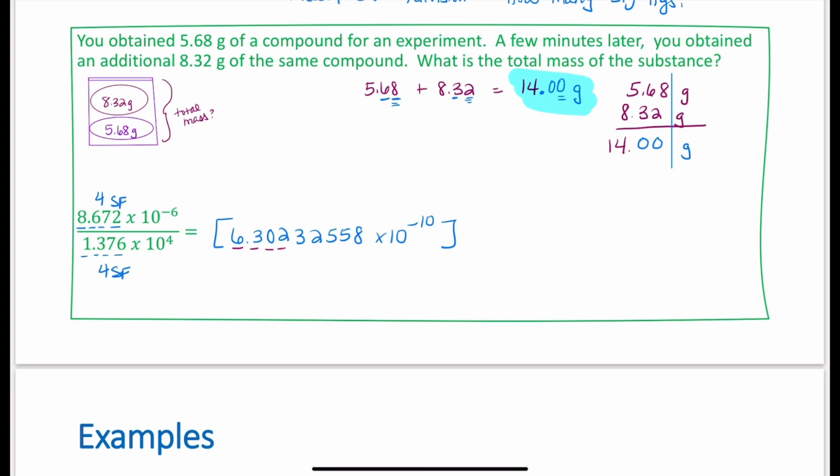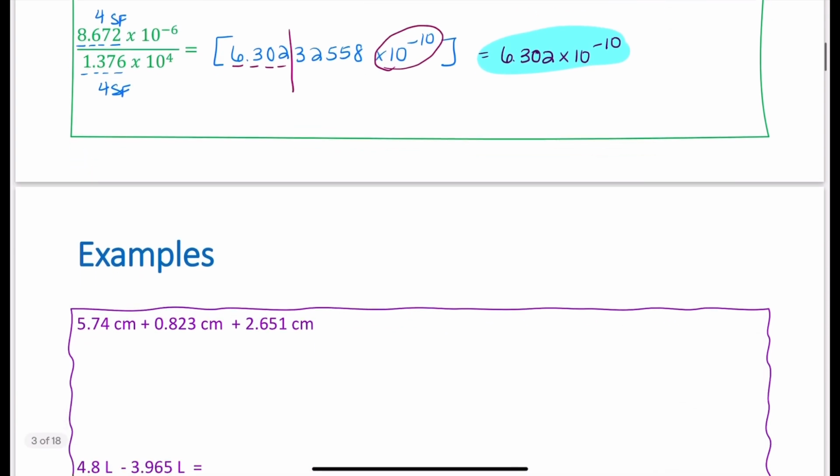1, 2, 3, and 4. Cut my number here. I have 6.302. Don't forget this. This is part of your number. Times 10 to the negative 10. It is showing you how small that number actually is. But I had 4 sig figs in my numerator, 4 sig figs in my denominator. I'm doing division here, so my overall answer needs to have 4 sig figs as well, because that's the least number of sig figs I have.